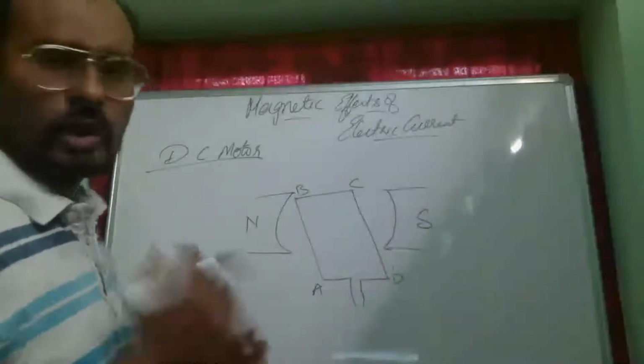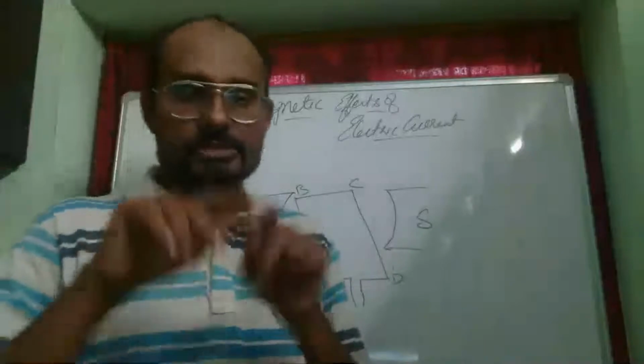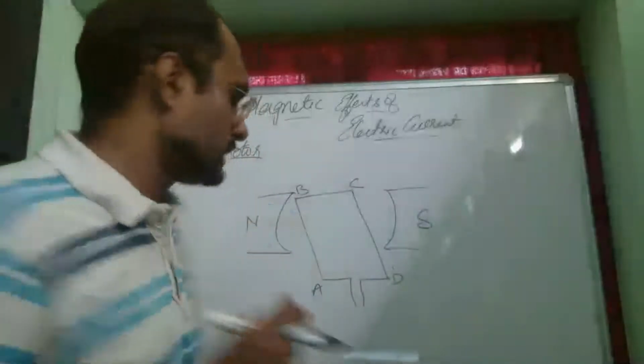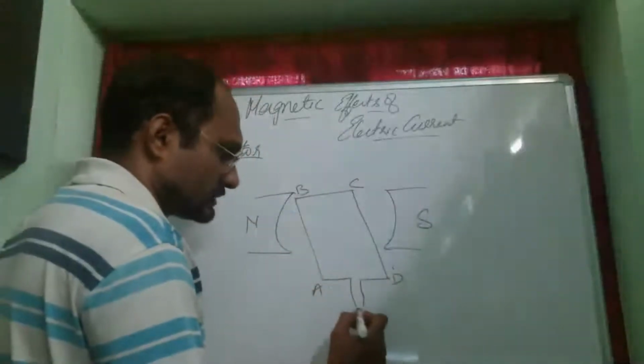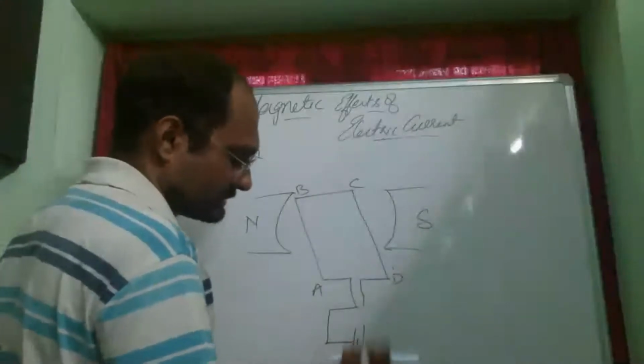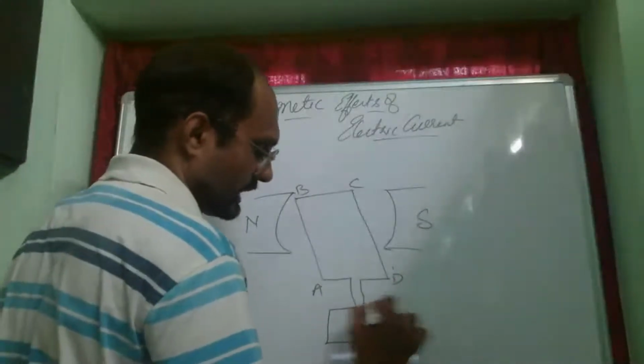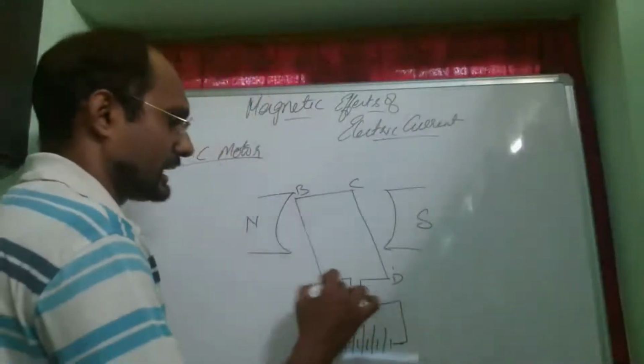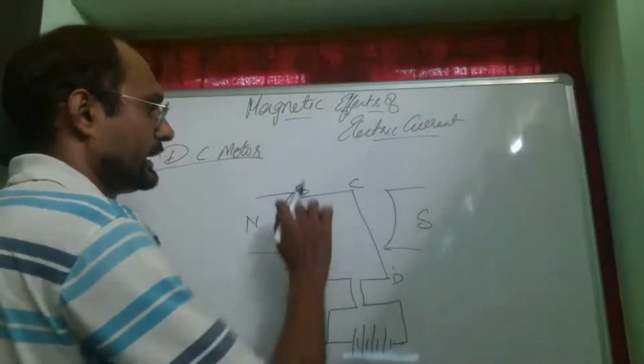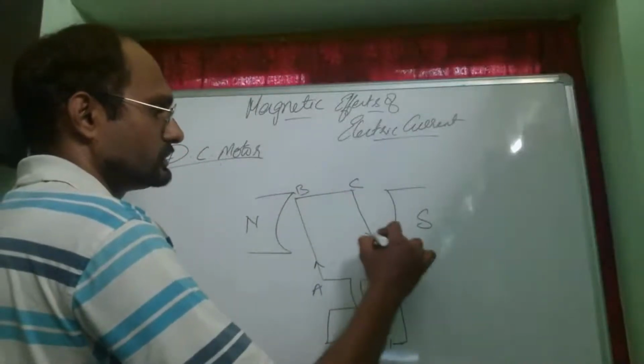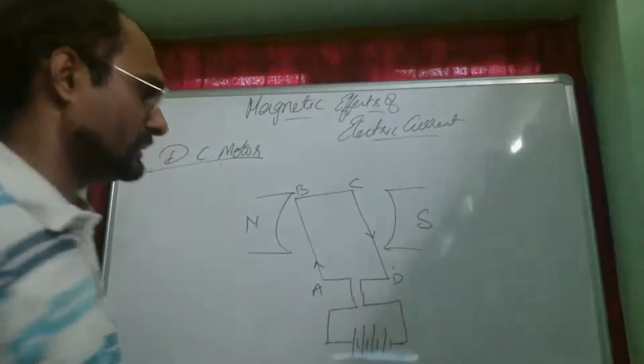Okay, so a coil is nothing but a wire which is wound. Now, when it is connected to the battery, say like this, current is traveling from A to B, B to C, C to D, and back to the battery.